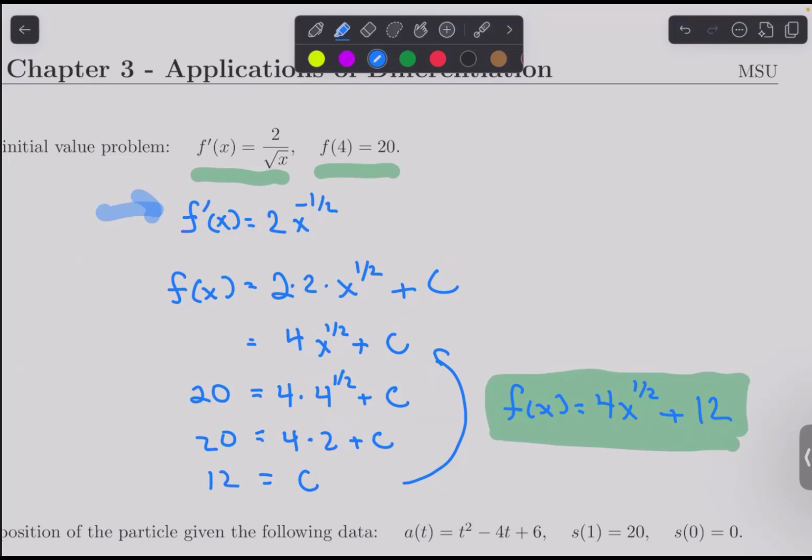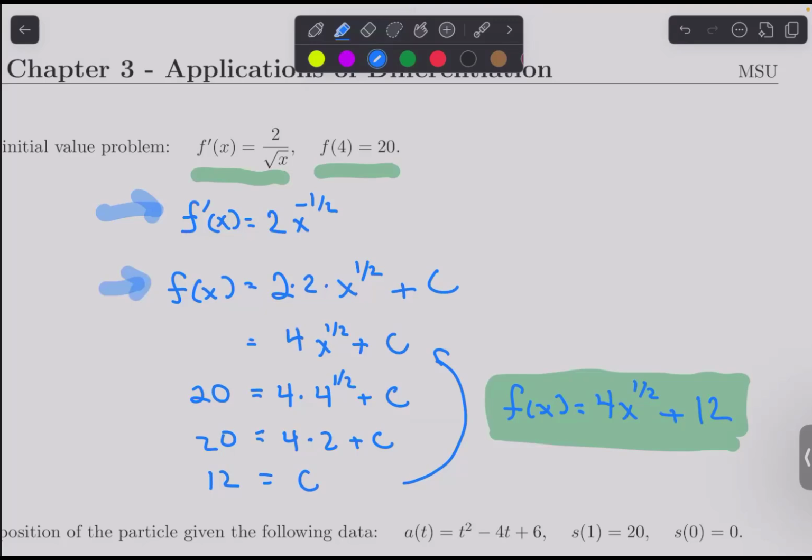Now we need to find the antiderivative using the power rule. So I'm going to raise my power by 1. Instead of negative 1/2, it's going to go to positive 1/2. And then I need to multiply by the reciprocal. So instead of 1/2, I'm multiplying by 2. So that's where this 2 comes from here. And the most general antiderivative is going to include a plus c.